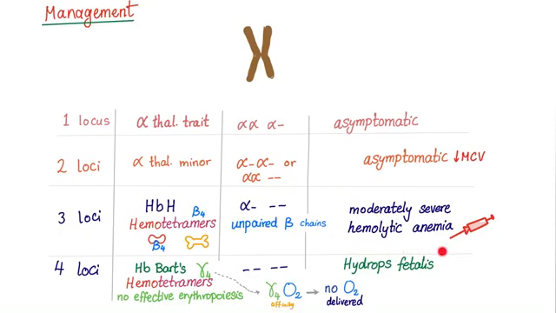3 genes deleted, moderately severe hemolytic anemia, we have to give blood transfusions. Have to give them blood. Okay, we try to postpone it until they become adults. Hydrops fetalis, there is nothing you can do to cure it. Unfortunately, no cure. That's it for alpha thalassemia, and I'll see you next video.